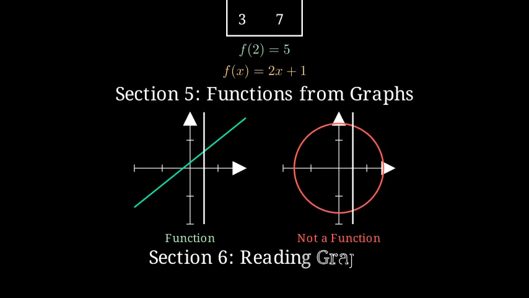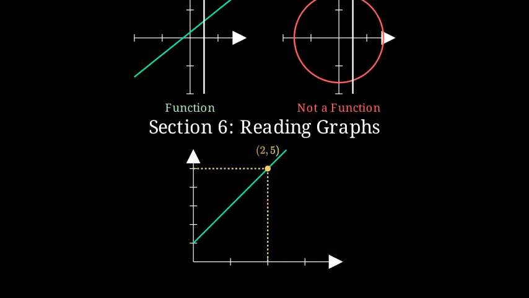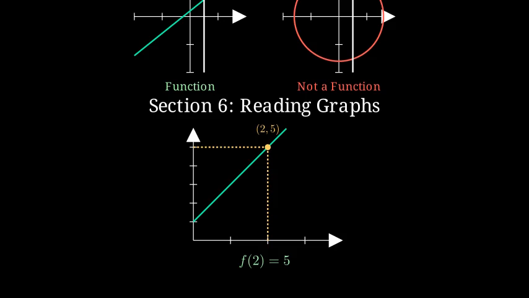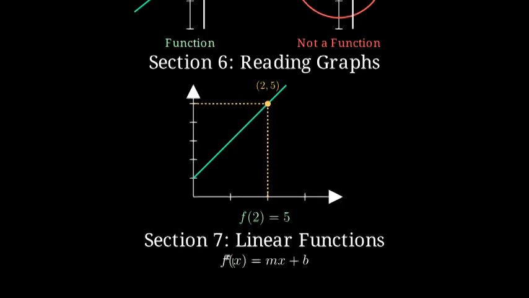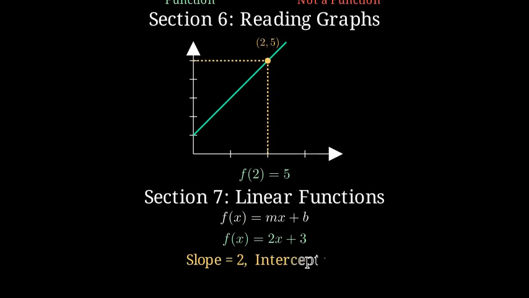Section 6, reading graphs. If you see a graph and are asked for f of 2, find the y value when x equals 2. For example, if x is 2 and y is 5, then f of 2 equals 5. Look for intercepts, increasing or decreasing behavior, and slope. Section 7, linear functions. Most SAT function questions involve lines. The form is f of x equals mx plus b, where m is the slope and b is the y-intercept. For example, f of x equals 2x plus 3 has slope 2 and intercept 3.